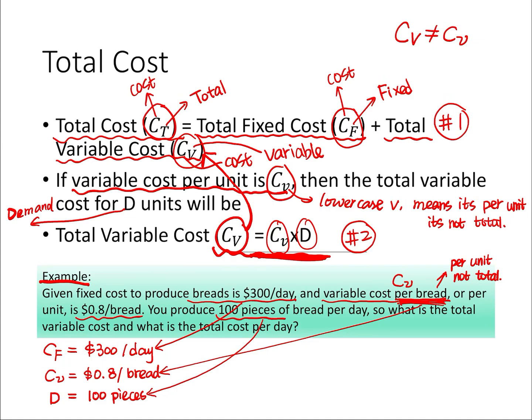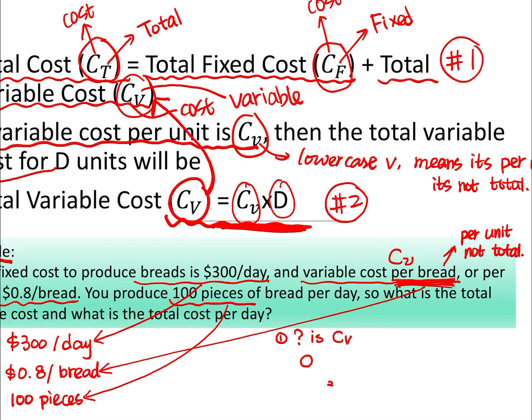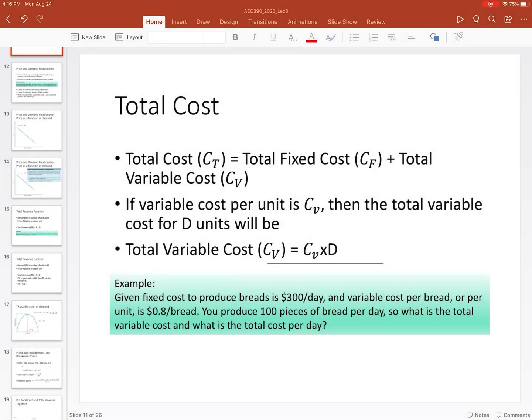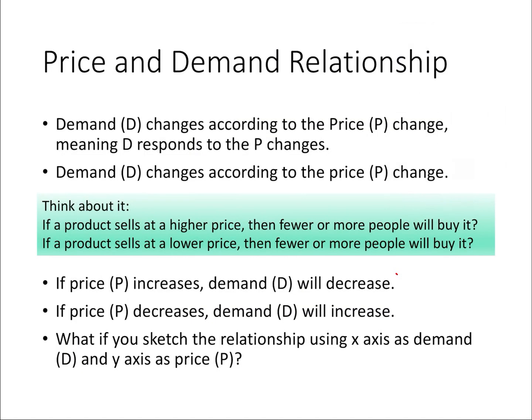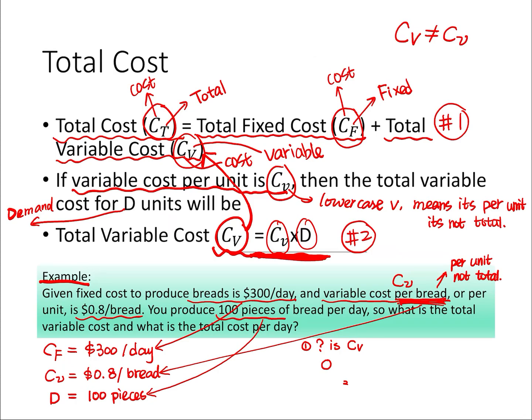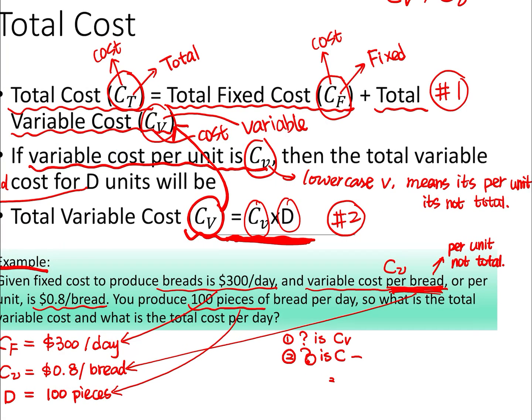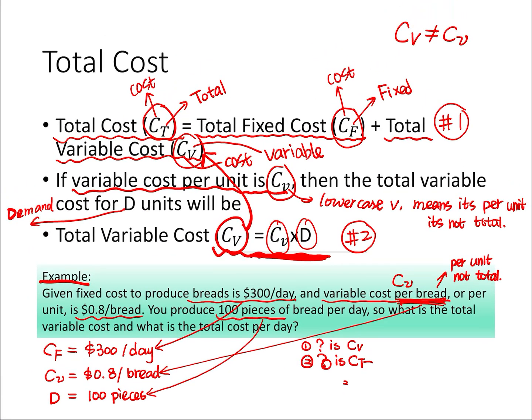Okay, what's the question? What is the total variable cost? And what is the total cost? So we got two questions. Question number 1, what is C capital V? The total variable cost. And the question number 2, what is CT? Okay. So those are the two questions we have.